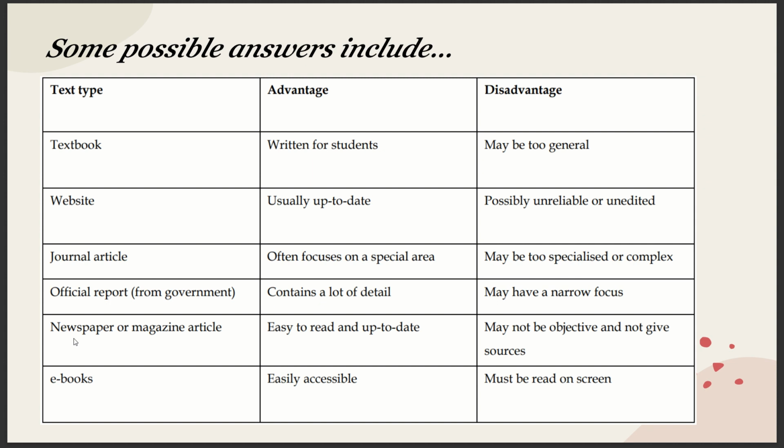Another part is newspaper or magazine articles. So what is a good thing about them? They're easy to read and they're up to date. And most of the time, they're also very interesting. So magazine articles and newspapers are really good. The problem is that in a way, they may not be as objective as needed. So they may be subjective. They might give some information influenced by emotion. And that is not good for academic use. The other part is also that they may not give out sources for their information.